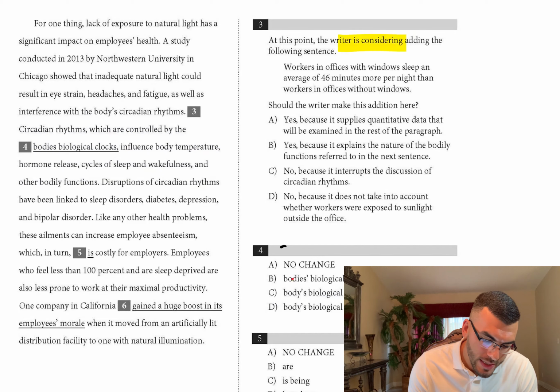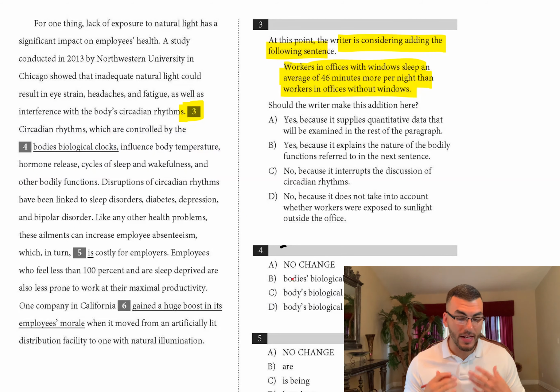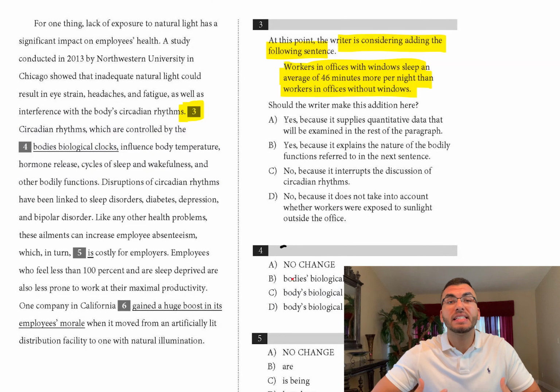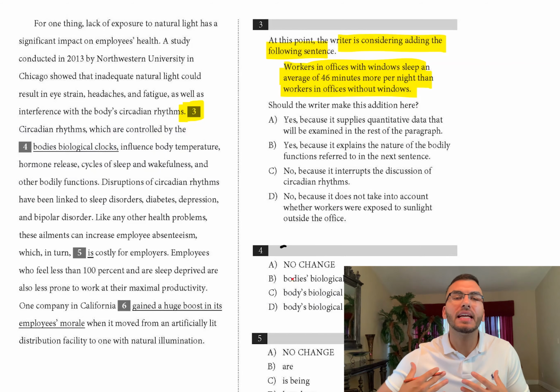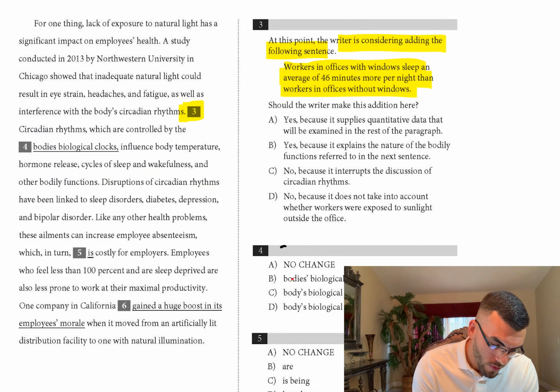So the writer is considering adding the following sentence at this point. So where are we? We're at question number 3, right at this point. He's thinking of adding that sentence right there. Well, let me read what came before it and see if that makes sense, and that would be a good fit if it continues in the same direction as what's being said.